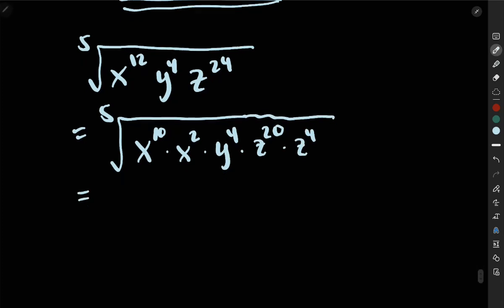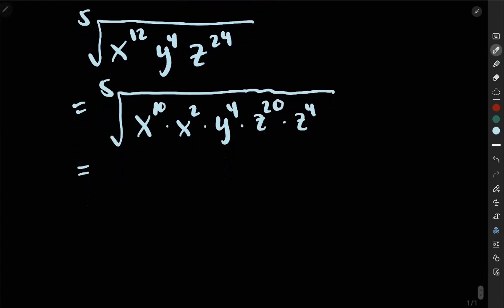Then we can take out now, we have x to the power of 10. 10 divided by 5 is 2. So we're going to divide the exponent. What's the quotient? 10 divided by 5 is 2. And then we're done with this. For y, we cannot take out the y because the exponent is not divisible by 5. The z to the power of 20, we can take that out. 20 divided by 5 is 4. So z to the power of 4. And the remaining z to the power of 4 we will just leave there since it's not a multiple of 5, as well as the x squared.